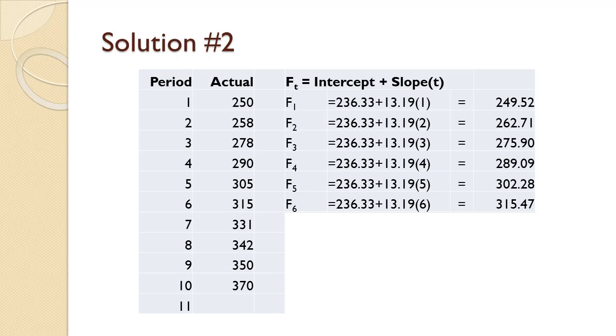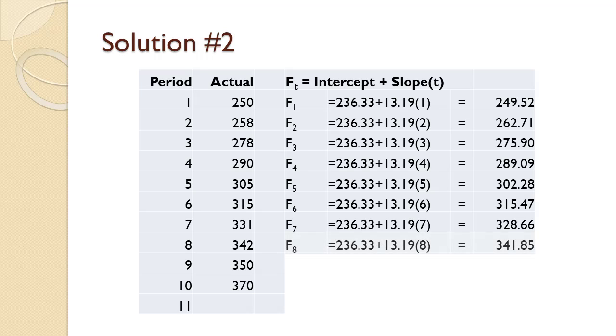F6 equals 236.33 plus 13.19 times 6 equals 315.47. F7 equals 236.33 plus 13.19 times 7 equals 328.66. F8 equals 236.33 plus 13.19 times 8 equals 341.85.